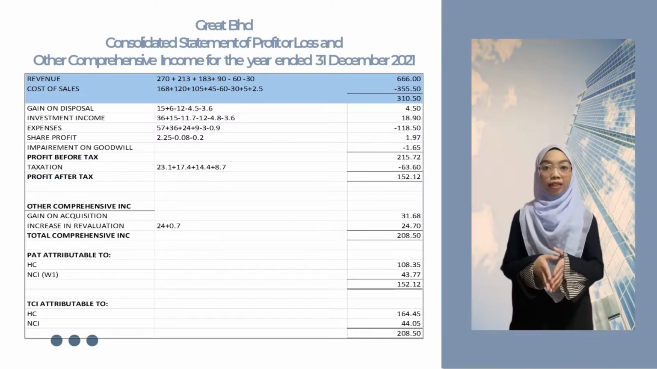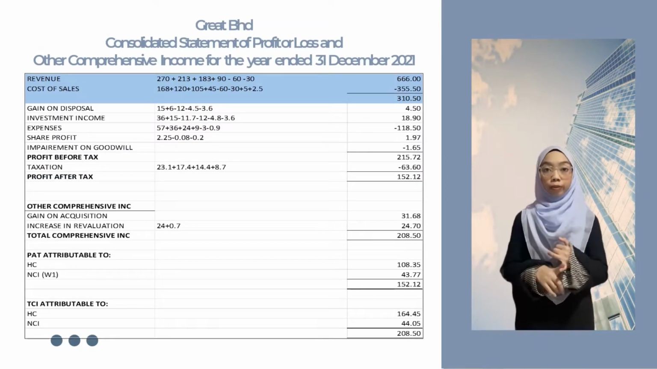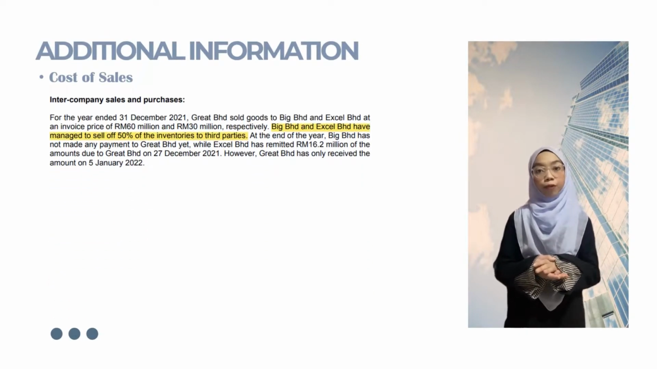Next, the cost of sales is a sum of the cost of sales amount from Great Berhad, Big Berhad, Excel Berhad and Good Berhad minus 60 million ringgit and 30 million ringgit, which are the intercompany transactions between Great Berhad and Big Berhad and between Great Berhad and Excel Berhad that were mentioned earlier. And then, plus the unrealized profit arising from the intercompany transaction amounted to 5 million ringgit and 2.5 million ringgit. It was given in the additional information that 50% of the inventories managed to be sold to third parties by Big Berhad and Excel Berhad.